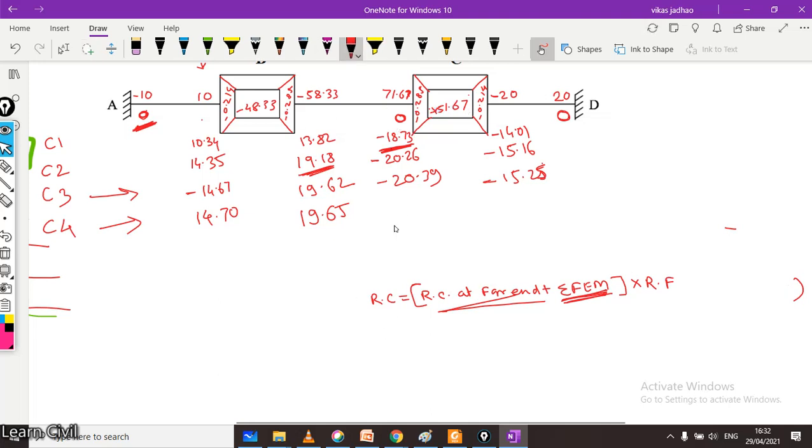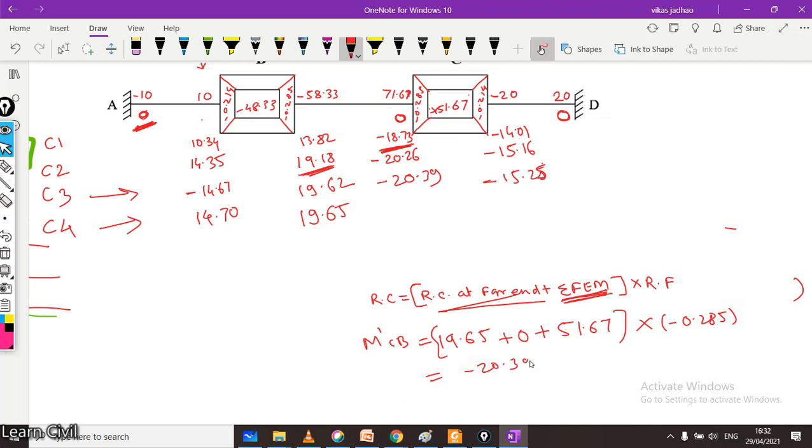CB and CD. Now for CB, M dash CB will be equal to the rotation contribution at far end, that is this 19.65. So 19.65 plus this 0 plus summation of fixed end moment, this 51.67. Multiply this with the rotation factor, here you can see minus 0.285. So this value will be equal to minus 20.39.